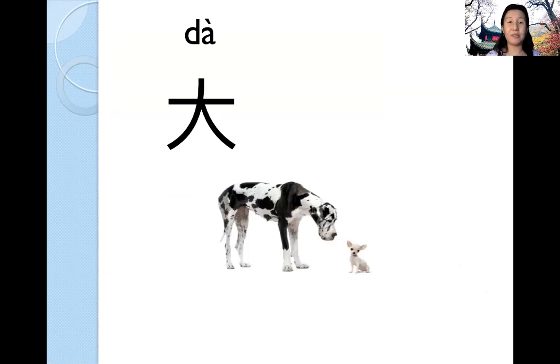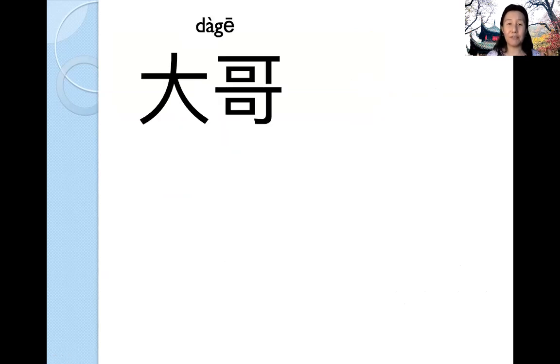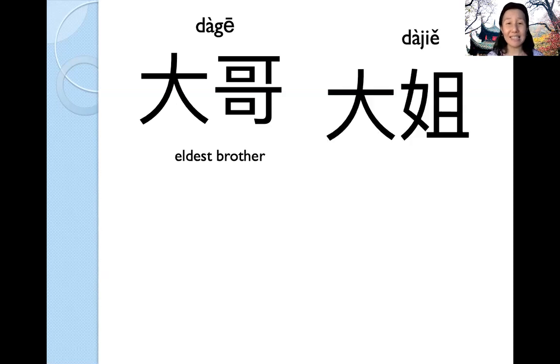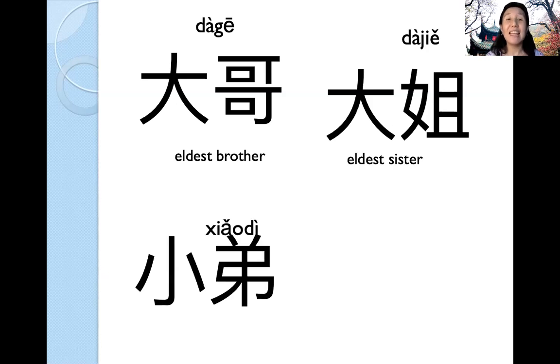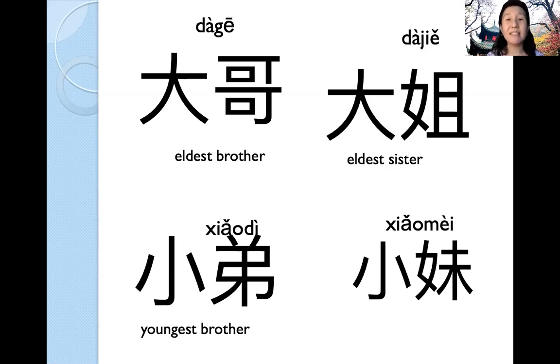Now we're looking at two adjectives that are opposite of each other. 大, meaning big, and 小, meaning small. So they're adjectives. Whereas if they are used in front of a family member, their meaning changes slightly. 大哥 means the eldest brother. 大姐 means the eldest sister. 小弟 means the youngest brother. And 小妹 means the youngest sister. So 大 here, the meaning derived from big to eldest, whereas 小 the meaning derived from small to youngest. It still makes sense because they're connected.